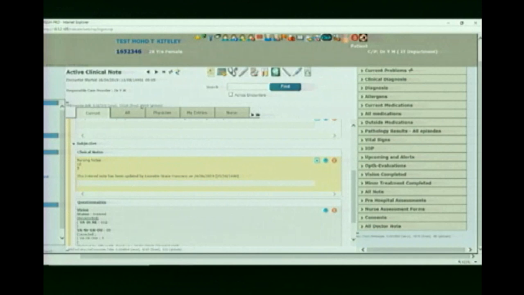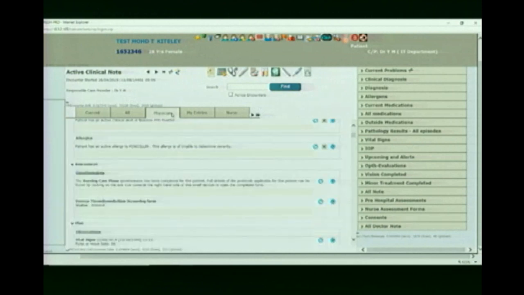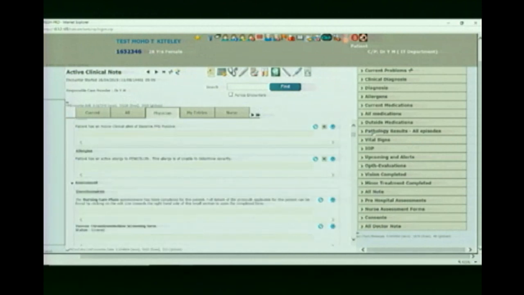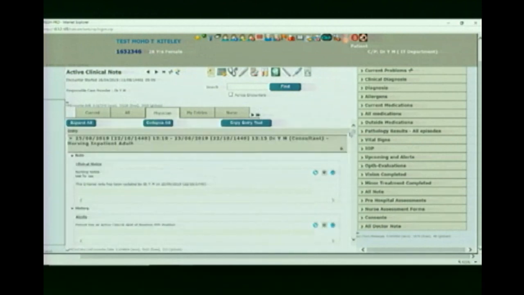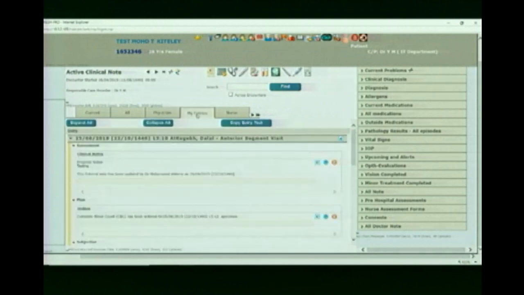So what's new here also, you can check physician entry. It's not like a progress note. You can see in one screen that's what other doctor writes for medication or progress note or assessment and diagnosis. And also you can check your own entry for this patient.